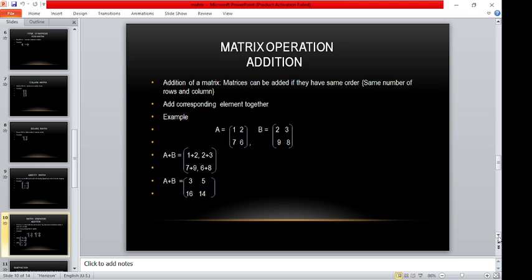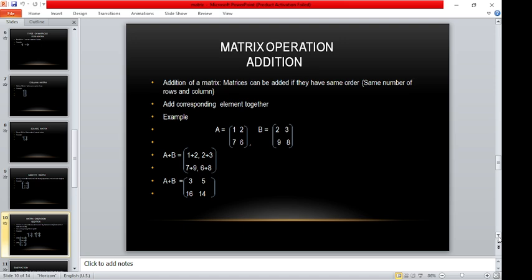We go to matrix operations. We will start with addition of matrices. Matrices can be added if they have the same order, same number of rows and columns. We are going to add corresponding elements together. For example, matrix A has elements 1, 2, 7 and 6, and matrix B has elements 2, 3, 9 and 8. Matrix A is of 2 by 2 and matrix B is of 2 by 2. So these matrices are of the same order, so we can add them.